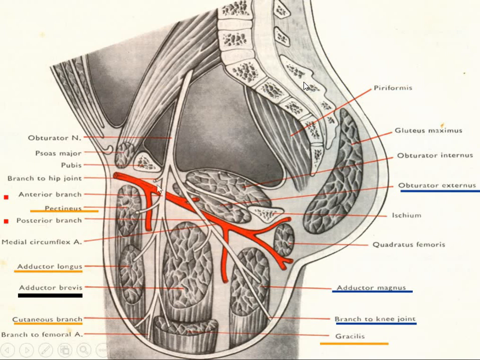So it was about the anterior branch of your obturator nerve. Then talking about the posterior division, this is the posterior division. It will supply the obturator externus, some branches to the adductor brevis, and then adductor magnus posteriorly. And then some branches going to the knee joint. So this was about the anterior and the posterior division of the obturator nerve.